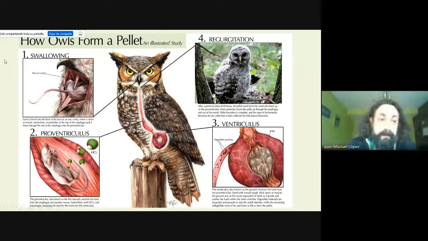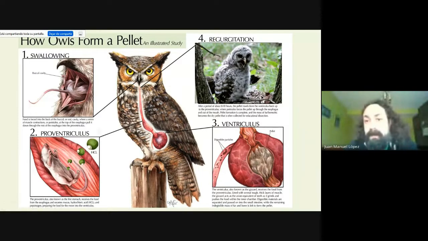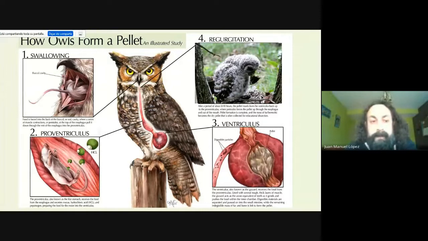These are the parts of the formation of a pellet. Here in this video, you can see how these nocturnal birds of prey make the regurgitation of this pellet. It is something like this. Okay.